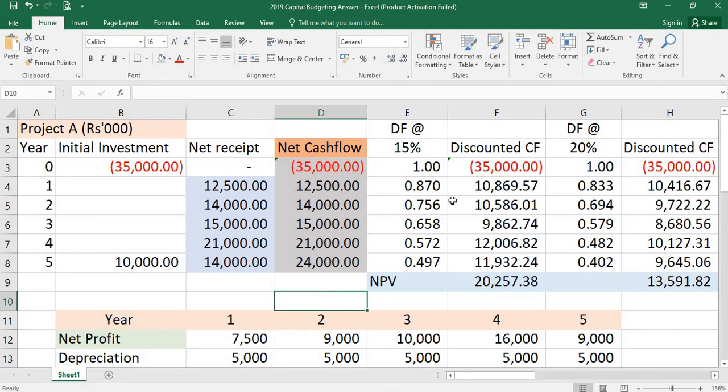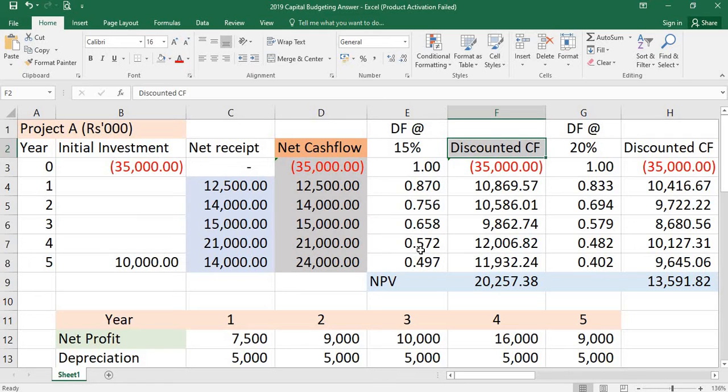The company's cost of capital is 15%. So these values, 12,500, 14,000, 15,000, 21,000, 24,000, are all to be received in the future, year 1 to year 5. Therefore, we have to convert these values into present value. That is the discounted cash flow.